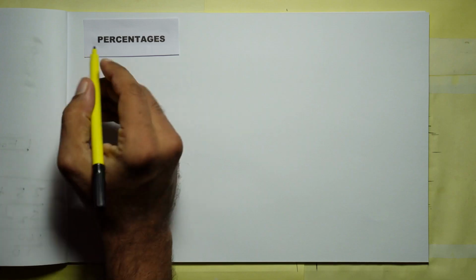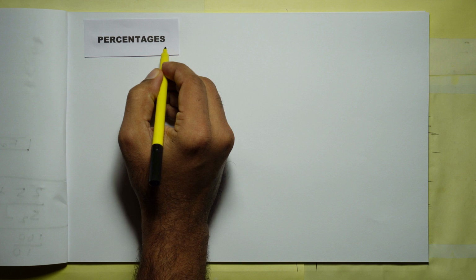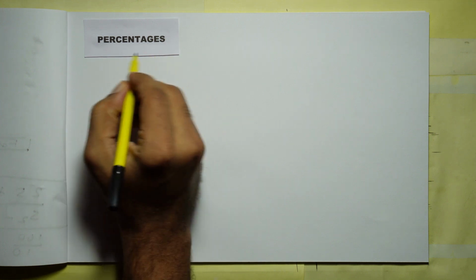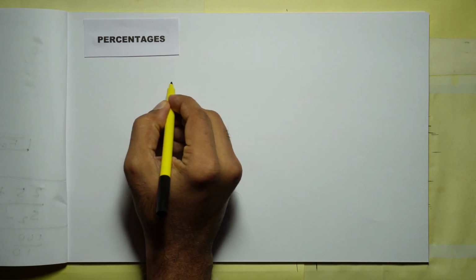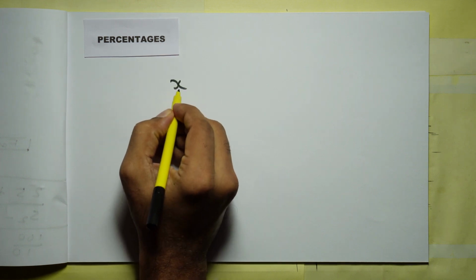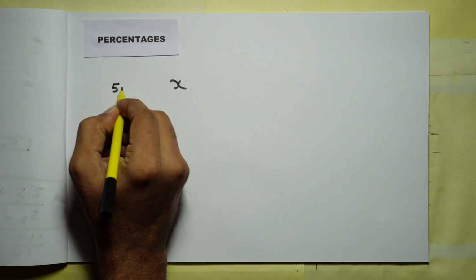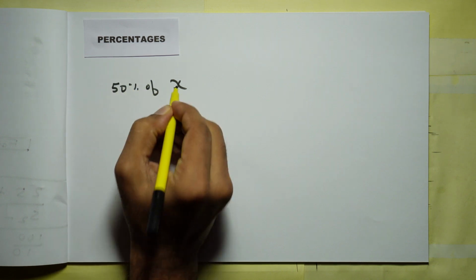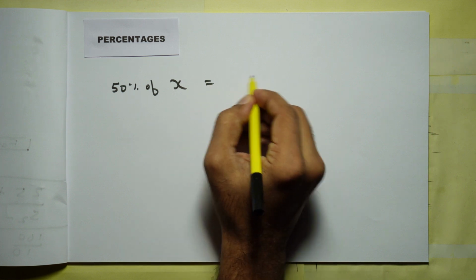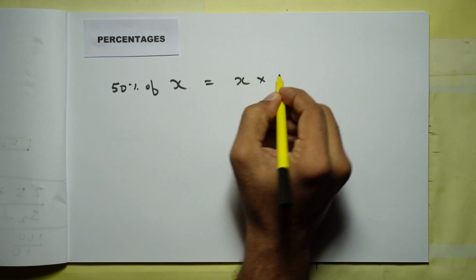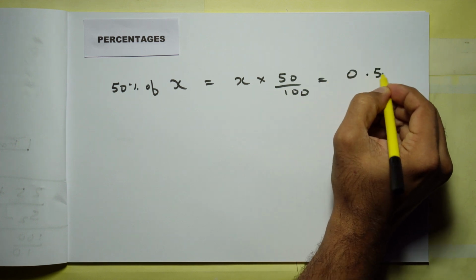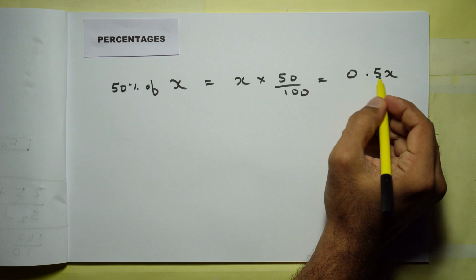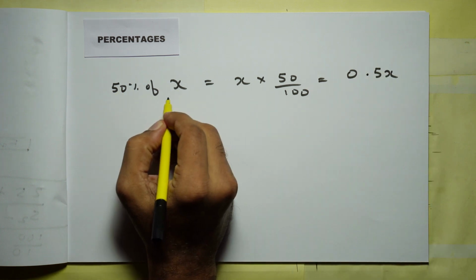placement test. Let's start. Let us start with the topic percentages. Now let us look at some very basic operations on percentages. Now you have a particular value x. Now you want to find out 50% of x. So what you do is you have this value x, you have to multiply x by 50 by 100. So what you will be getting is 0.5x. So 0.5x is 50% of x.